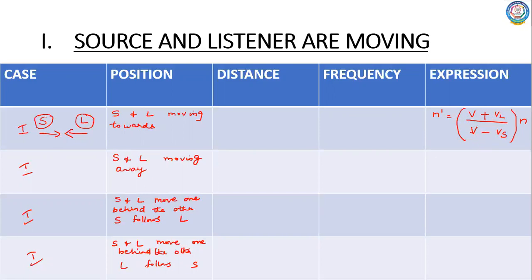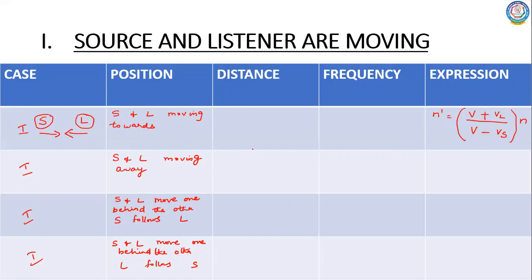This is a short method you have to remember. Depending upon the movement, you need to put the plus and minus here. So it will be easy for you to remember, children. So source and listener are moving towards each other. Source here, the arrow is towards right, so you have a negative sign. Here the listener, the arrow is towards left, so you have a positive sign. So this will be the expression for the apparent frequency when the source and listener are moving towards each other.